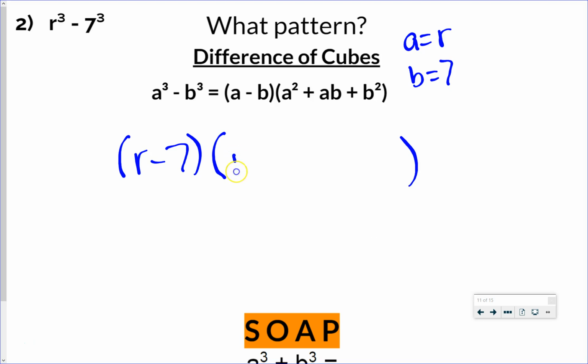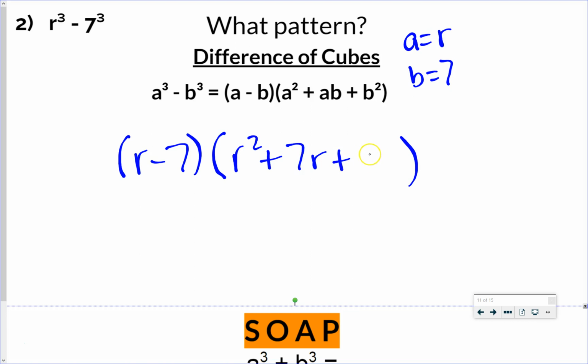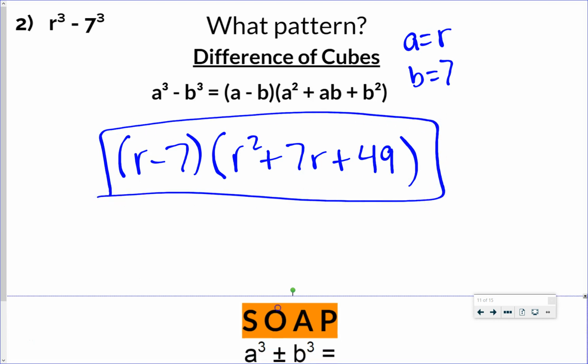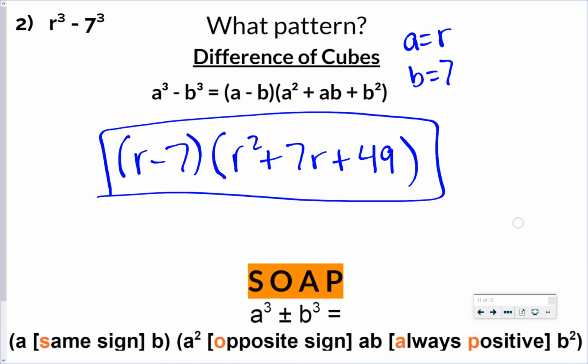r squared. Yep. What is my next sign going to be? A plus. What's a times b? 7r. And then what's my last sign? Plus, positive. Yep. And it's 49. 7 squared, which is 49. Again, this thing comes with practicing it and doing it over and over and over again.